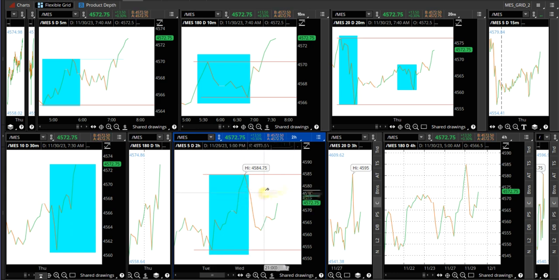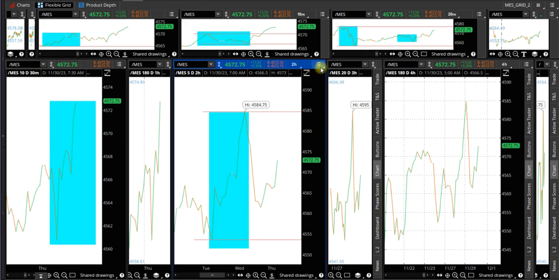The 2-hour time frame, allowing plenty of room here for another fractal to appear. I'll be looking at that one here more so than these other here. They broke out already. You can't get in. So we have to look at the 2-hour time frame.